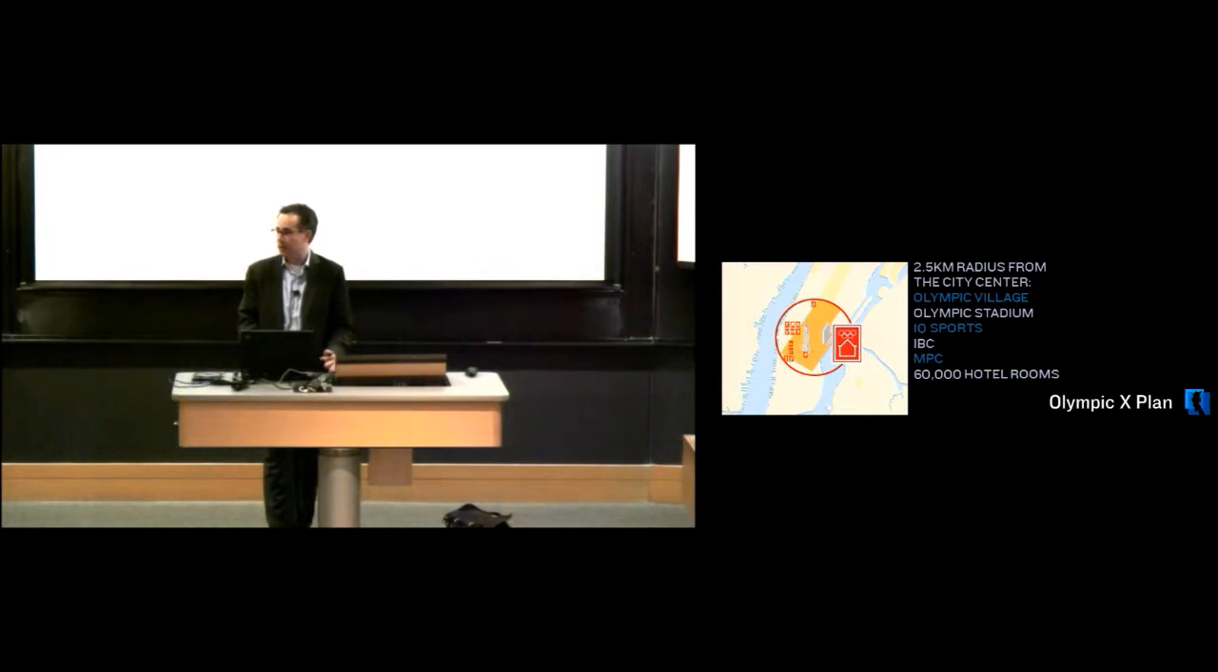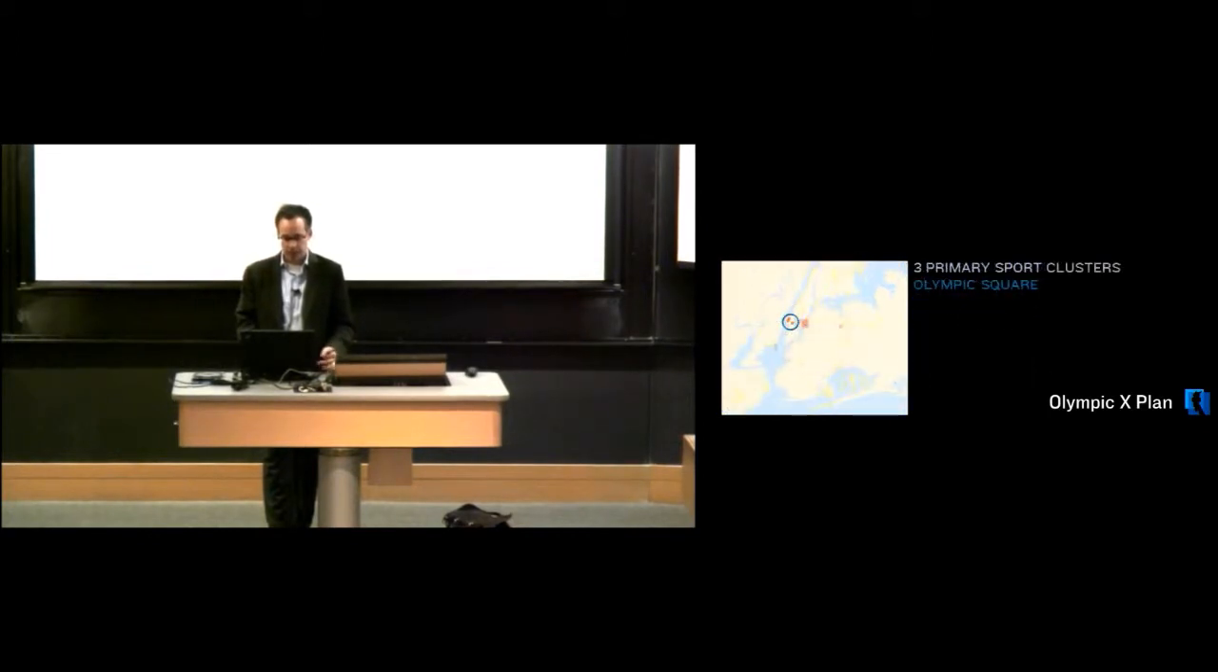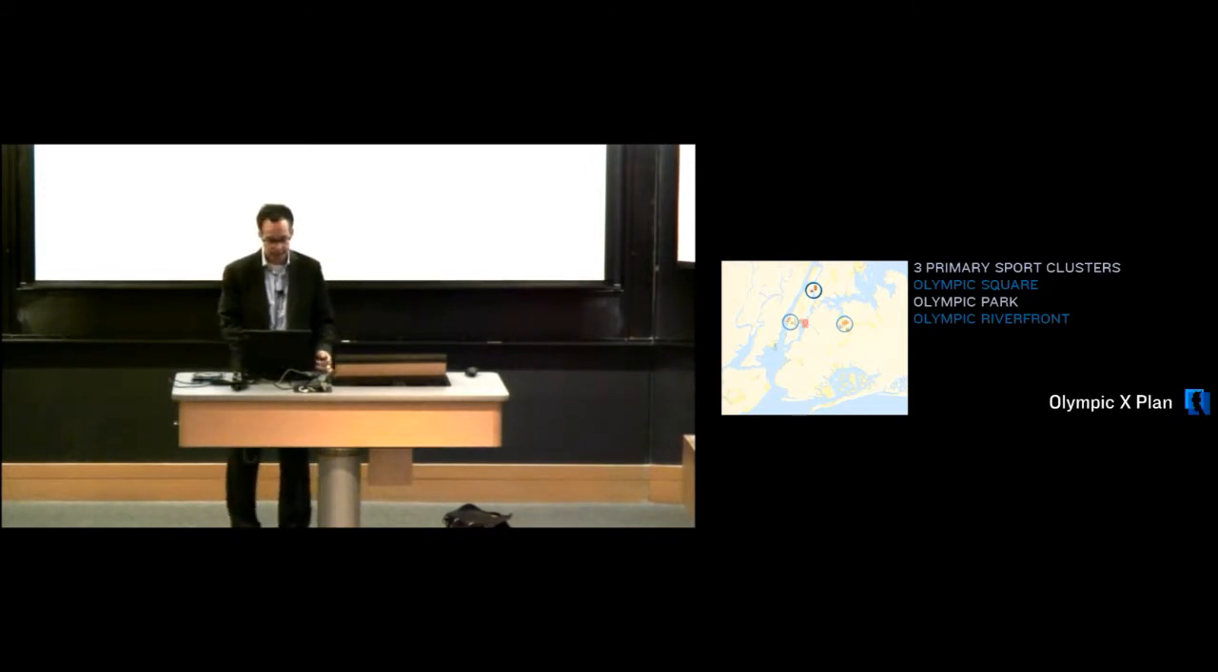And this is similar to what London was doing, what Paris was doing, Moscow, others, where you tend to put venues in clusters, make things so that it's easy for people to get there, it's easy for spectators, it's easy for the athletes, for the media. So New York had 3 main clusters: an Olympic Square in, where are we here?